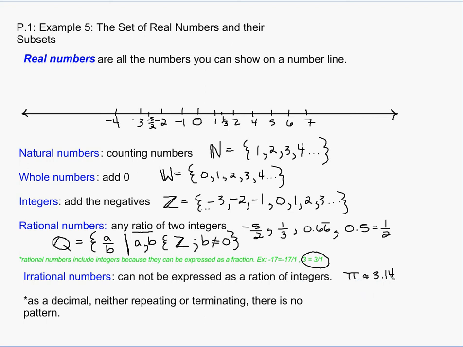Another example of an irrational number would be the square root of 2. The square root of 2 also doesn't have a repeating decimal, nor is it terminating. So pi and the square root of 2 are examples of irrational numbers. So the symbol for irrational numbers is an I.